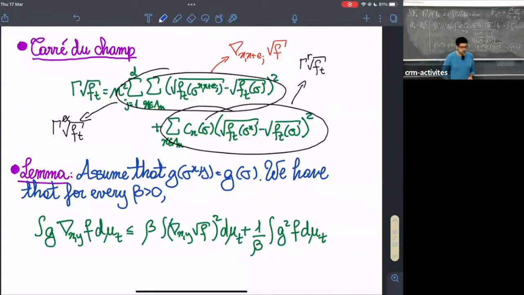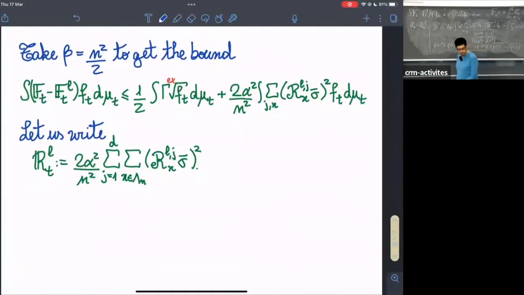And if you use this lemma, then you get the bound that you want, right? Because we expressed Ft as a sum of something times this little gradient. We pass the gradient to the density F, and now we do the Cauchy-Schwarz, and magically, we get the Carré-Duchamp there. Remember that the Carré-Duchamp is multiplied by n squared. So what I'm doing here is to take beta equal to n squared divided by 2. That amounts to having an n over 2 at the other side. So this is where we win, okay? Because it magically appears a 1 over n squared at the other side.